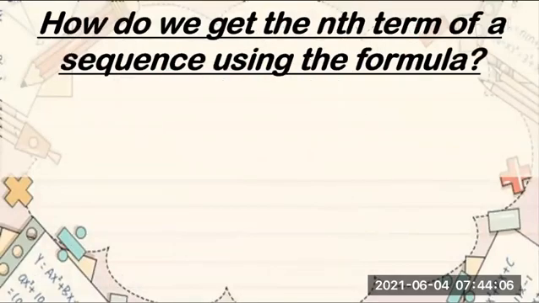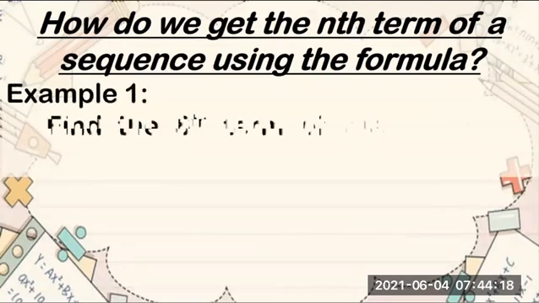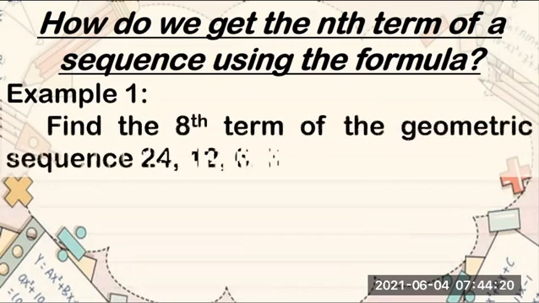Okay? So how do we get the nth term of a geometric sequence using the formula mentioned earlier? So let's have some examples. Example number 1, we are going to find the 8th term of the geometric sequence 24, 12, 6, and 3. So ganun pa rin naman yung steps na gagamitin natin.